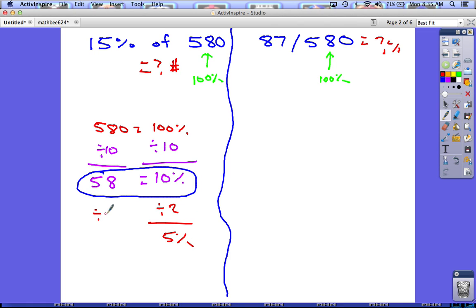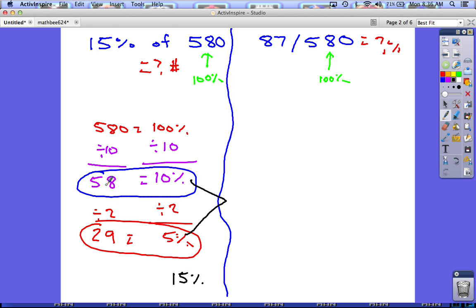Let's take this and divide it by 2. 58 divided by 2 is going to be 29, I believe. So now we've got 29 is 5%. We also have 58 is 10%. Let's just go ahead and put those two together. 10% and 5%, if we add those together, is 15%. 58 and 29, if we add those together, is 87. So we can come to the conclusion and say that 15% of 580 is 87. And that ended up being pretty simple.